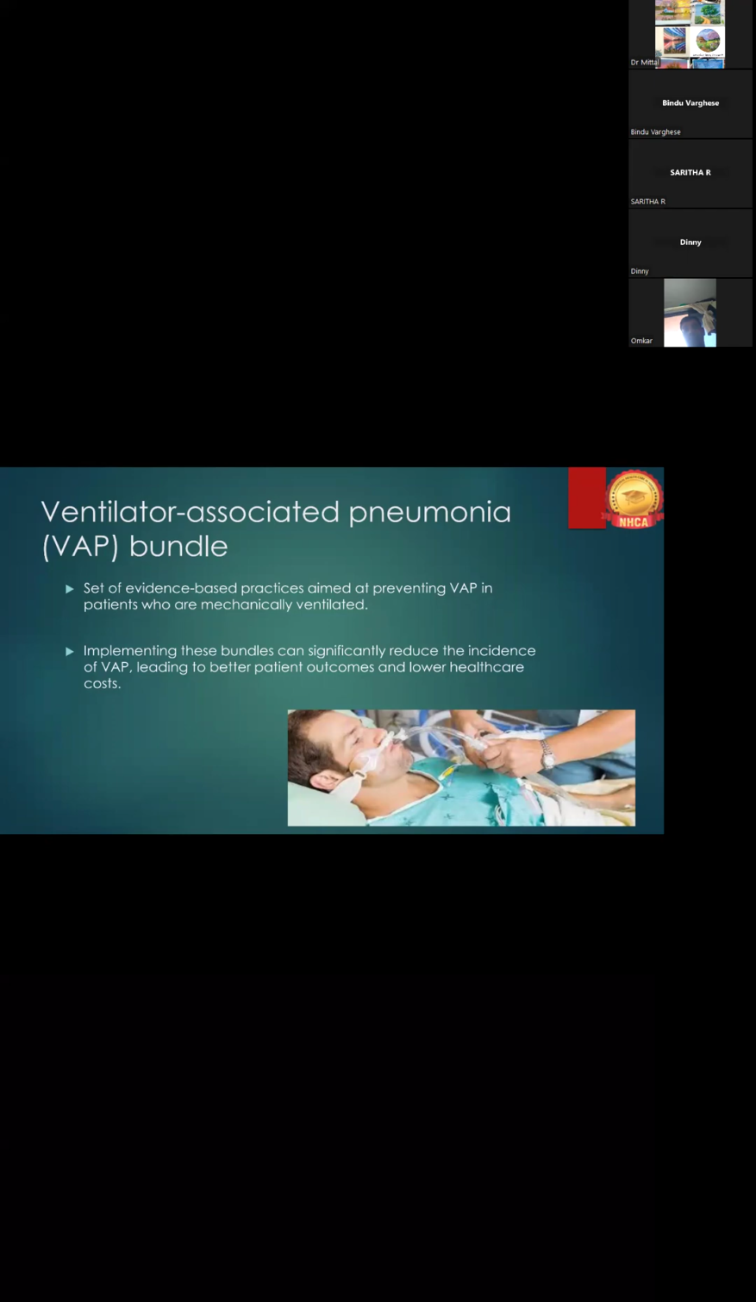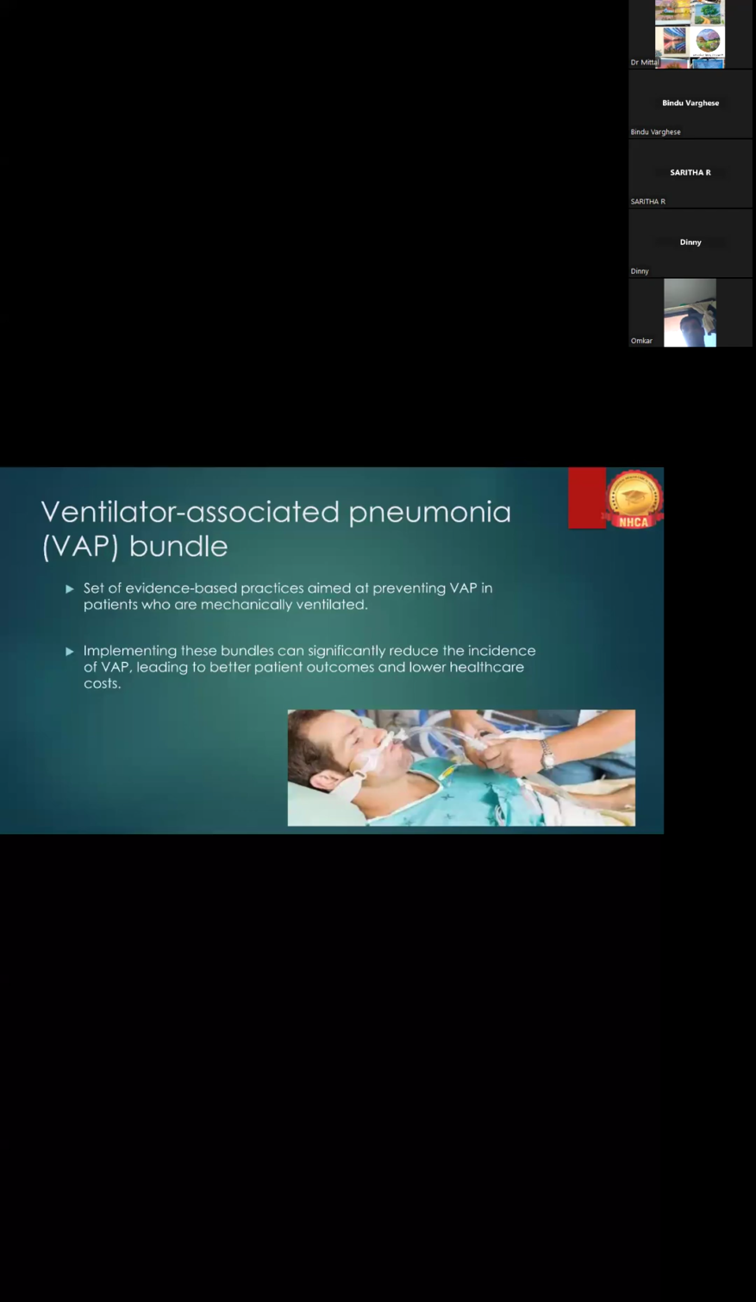It's good, when you have a group and some new bundles come in, it's information for everybody who's attending the class. Any other bundle that anybody knows other than these? I think these are the most common ones which are practiced in the hospitals. From other countries, if anybody has any other bundle, you can discuss.